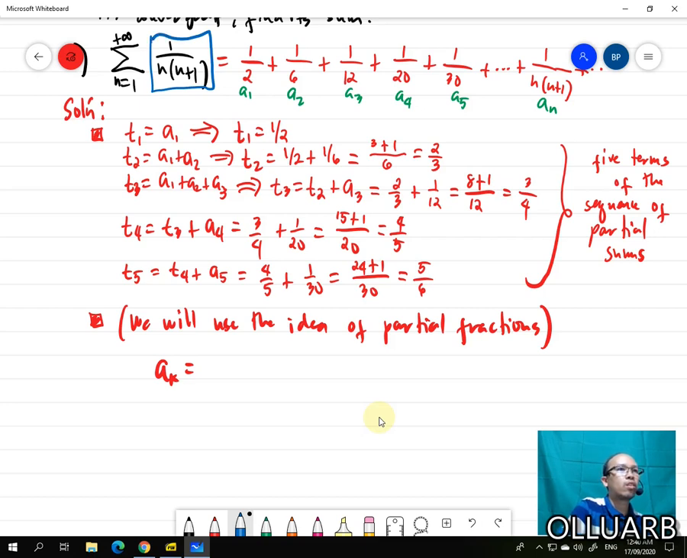Okay, this is our a sub n. Remember our n here starts from 1. If we use the letter k, we can replace that with k, so we have 1 over k times k plus 1.